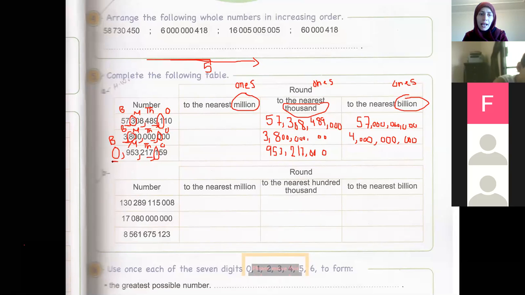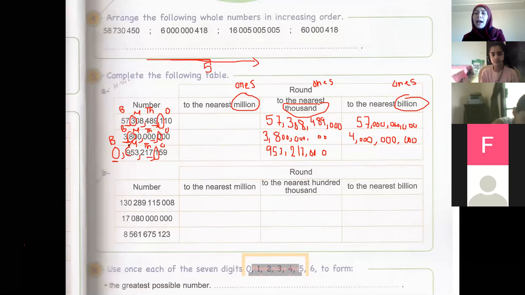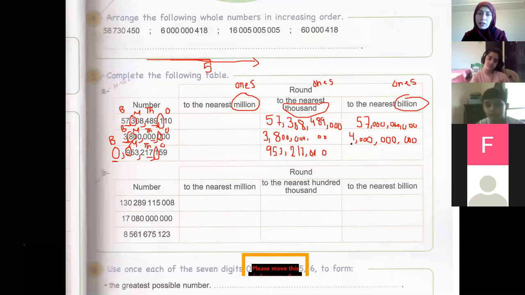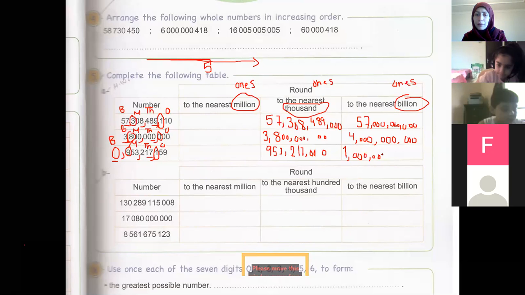So underline it and circle. No. Nine. Nine, ya Hala. Is it less or more than five? It's more. So what shall I do with the billions digit? It will become ten. Excellent. So 1 billion. Bravo. Yes. 1 billion. Okay.